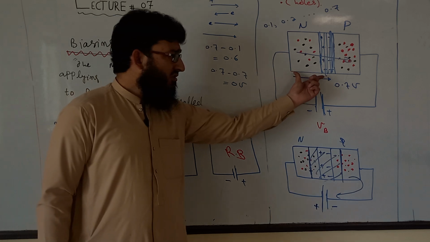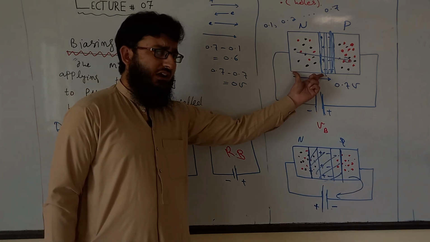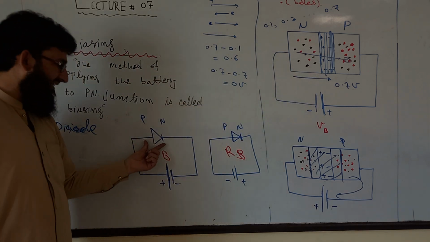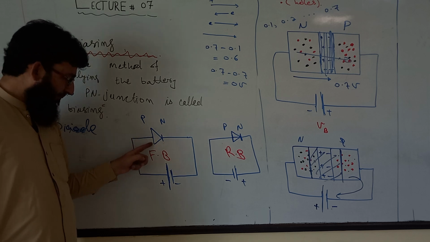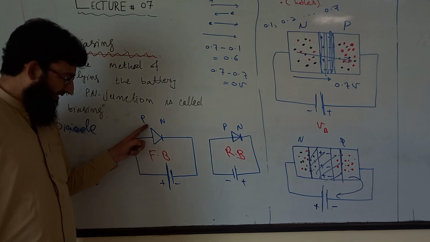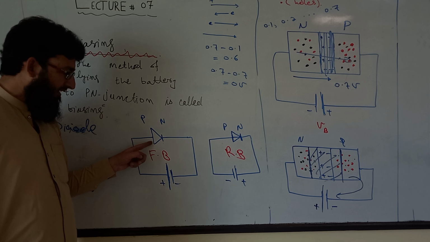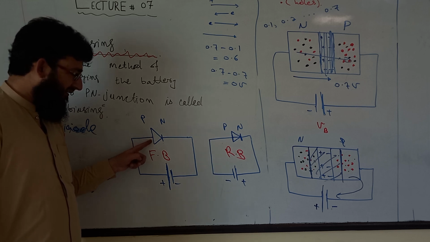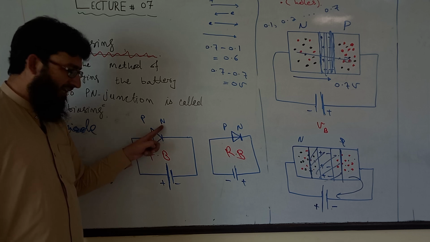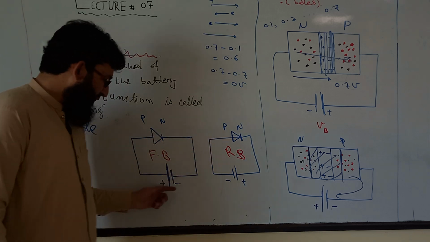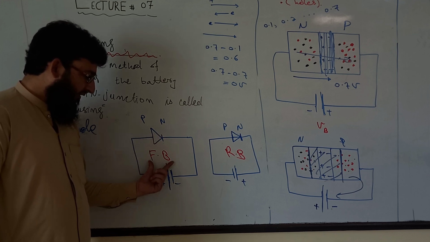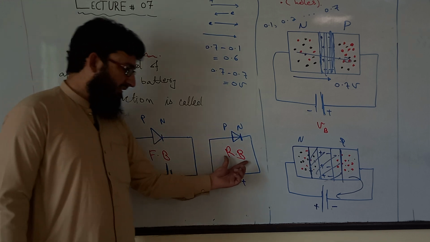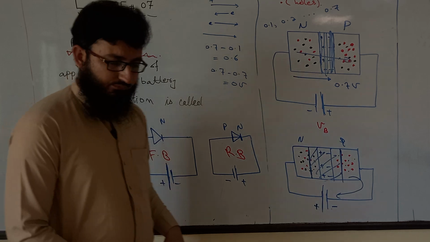Now we cannot draw this block diagram every time, so we have to use a symbol. This is the symbol of a p-n junction or diode. This side, which is the base of the p-n junction or diode, is called P and that side is called N. And if we connect positive with P and negative with N, then it is forward biasing and the current will flow, and vice versa for this one. Okay.